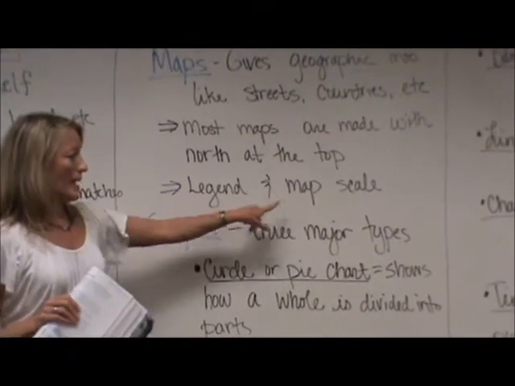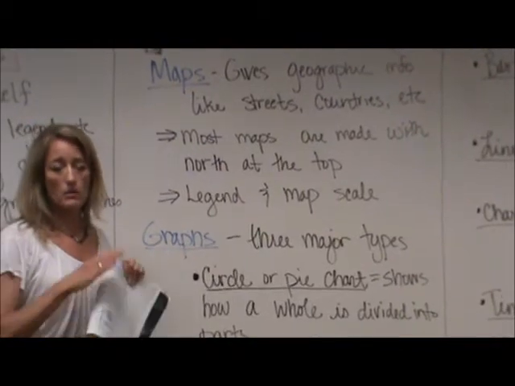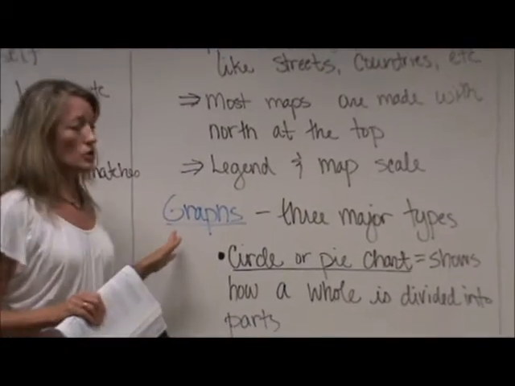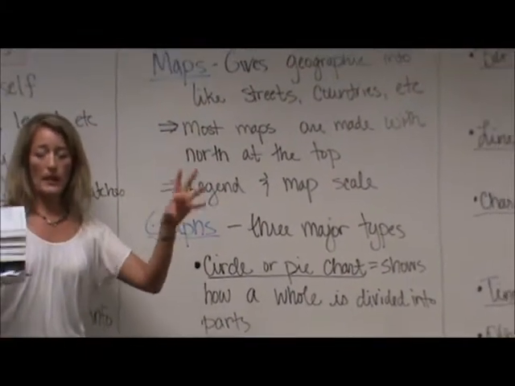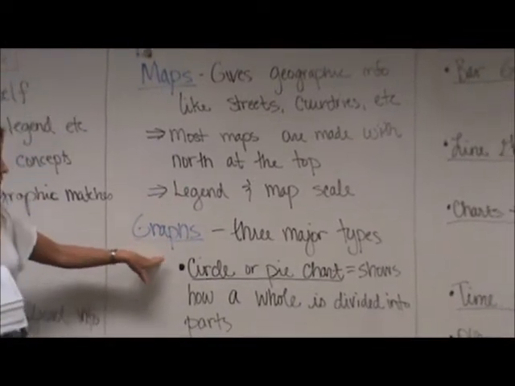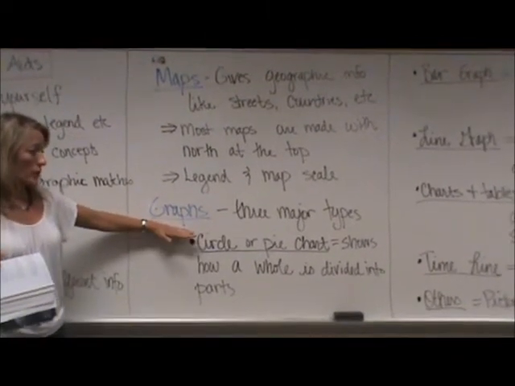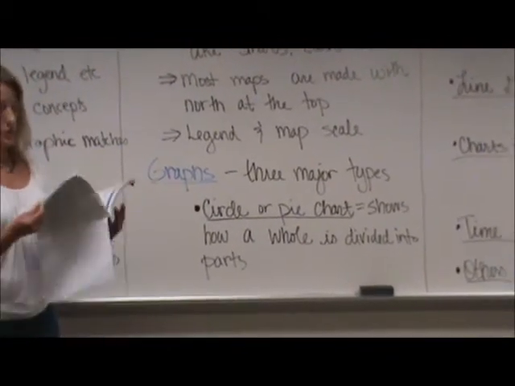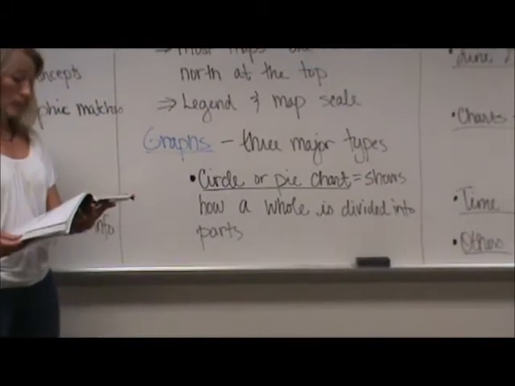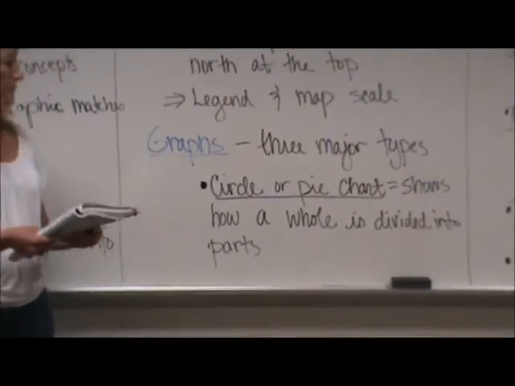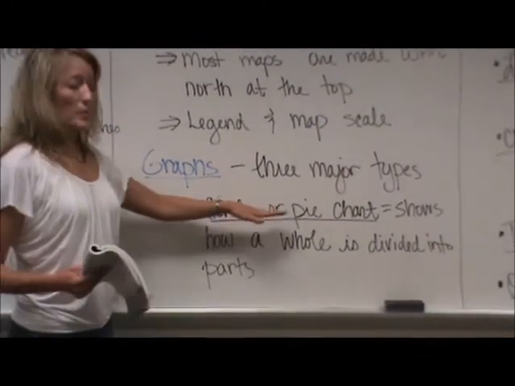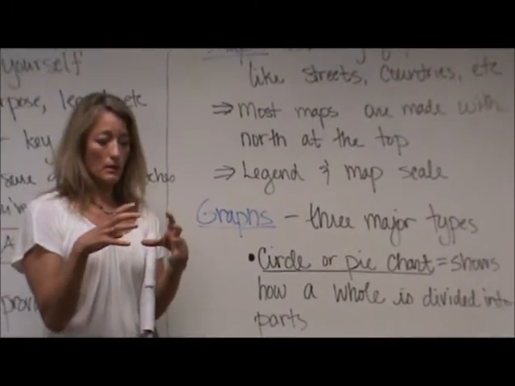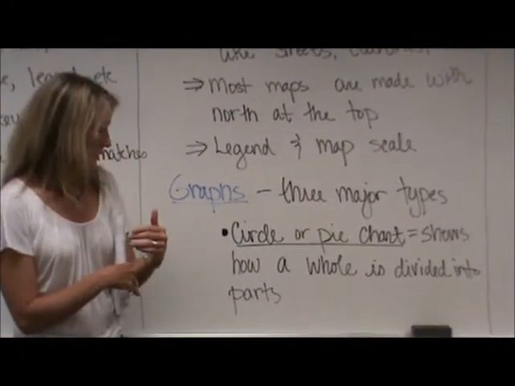This is where I was talking about a map scale, the legend and the map scale, so you can know the distance between two objects. Maps and graphs are the two different types of big graphic aids that your book talks about. Within graphs, there are three major types. Circle or pie chart, and I'm pretty much just going off my notes, but I'm on page 236. A circle graph or a pie chart is when the author is trying to show a whole something and how it's divided into different parts.